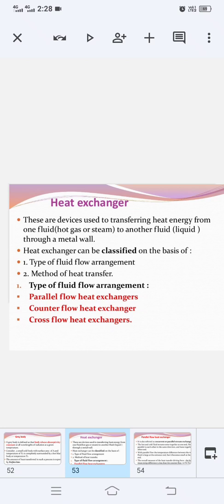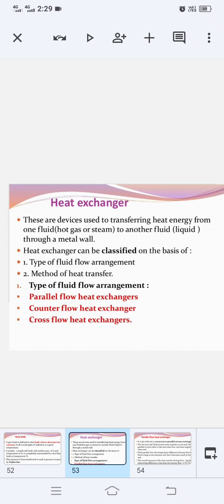It can be classified on the basis of the type of fluid flow arrangement, meaning the type of flow of the fluid through the heat exchanger. It may be a parallel flow heat exchanger, a counter flow, or a cross flow. If the liquid and the heating medium are flowing in the same direction, then it is parallel flow. If it is in the opposite direction, then it is counter flow, and if they are crossing each other's path, then it is a cross flow heat exchanger.